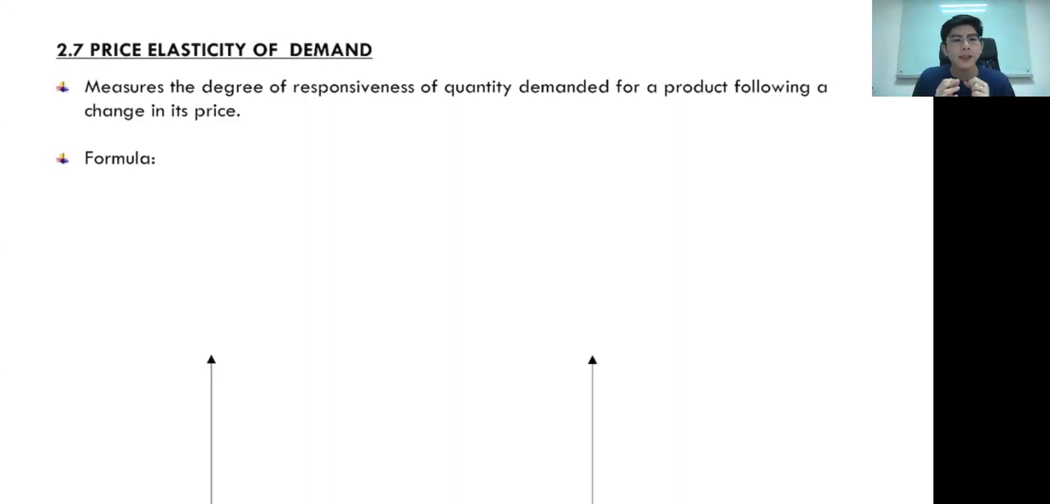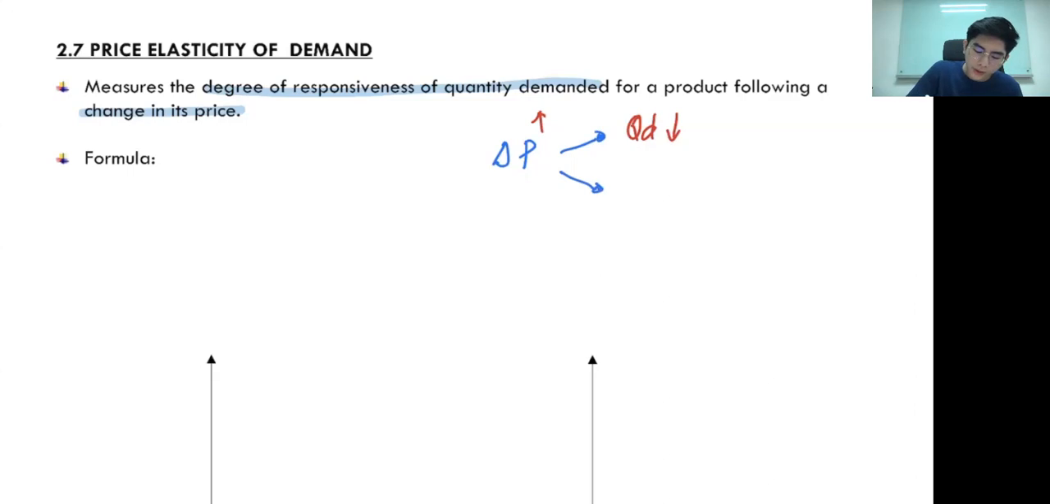So let's make it simple and look at the definition first. The keyword is: degree of responsiveness of the quantity demanded for a product following a change in the price. What does it mean? It means that when there's a change in the price, let's say the price is higher, based on the law of demand, the quantity demanded should be lower, right? Make sense? But in this chapter, we are going to learn whether the quantity demanded will decrease to a small degree or a large degree.